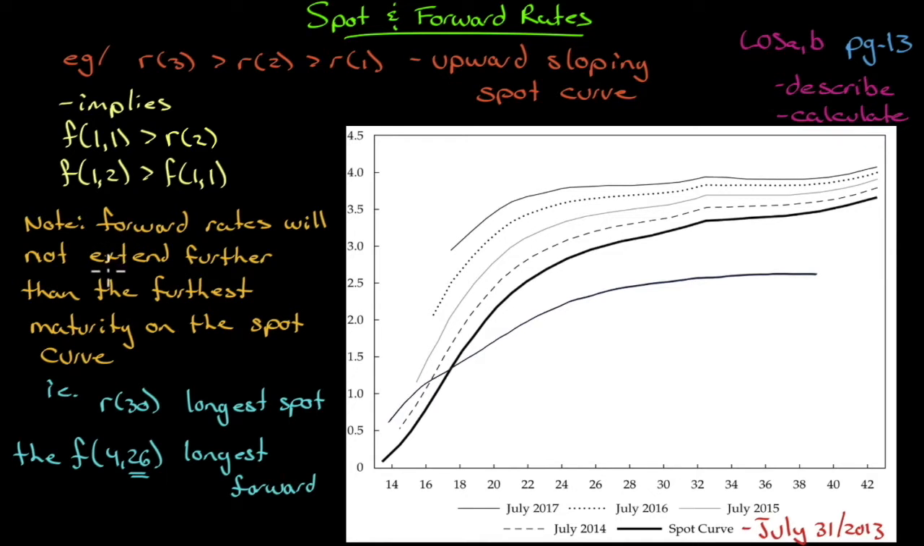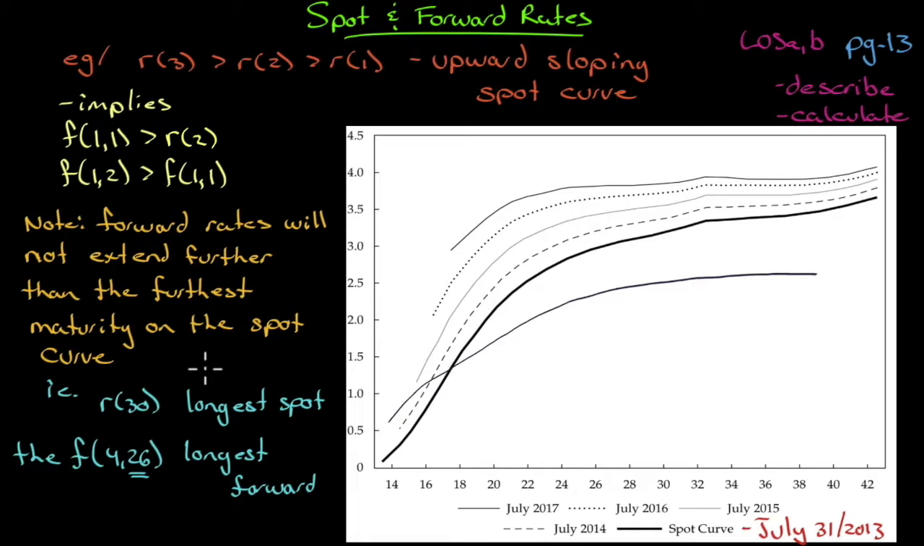Note, forward rates will not extend further than the furthest maturity on the spot curve. Notice they all end at the same time. You can't go any further because there's no spot rate to imply a forward rate past that point in time. So our spot rate, R30, is the longest spot rate.